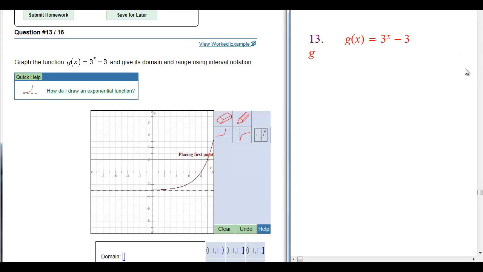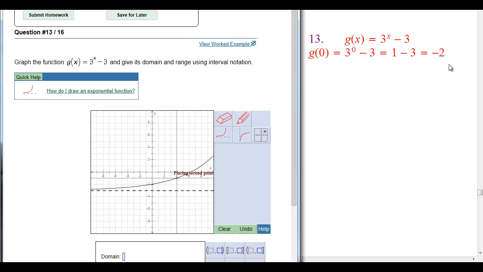So g of 0. So replace x with 0. So 3 to the 0 power minus 3. We know that 3 to the power 0 is 1. 1 minus 3 is negative 2. And so we need to go 0, negative 2.